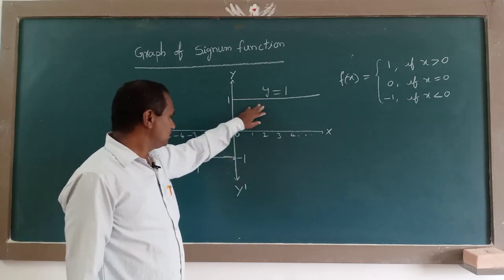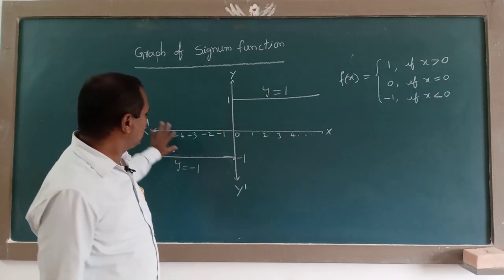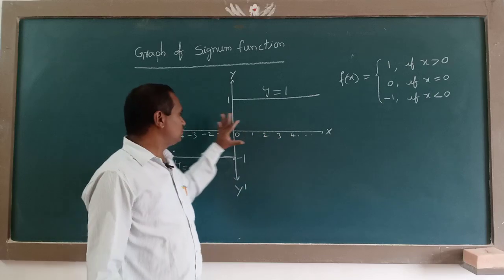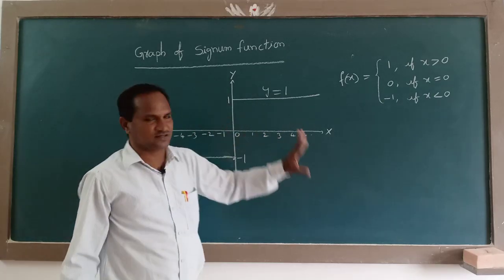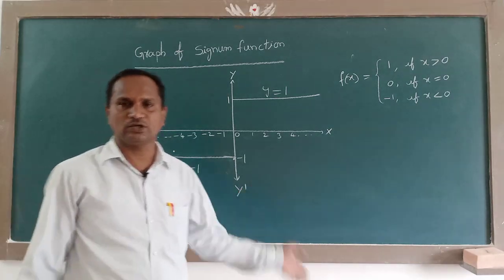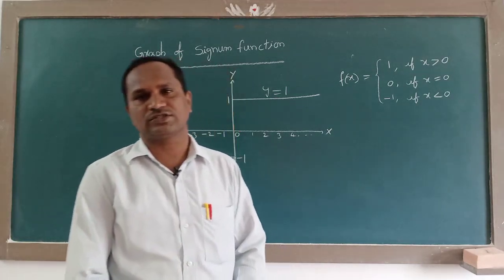Y is equal to 1, here y is equal to minus 1, and exactly in the middle between these two, one line comes. That line is the x-axis. Like that, we give the graph of the signum function.